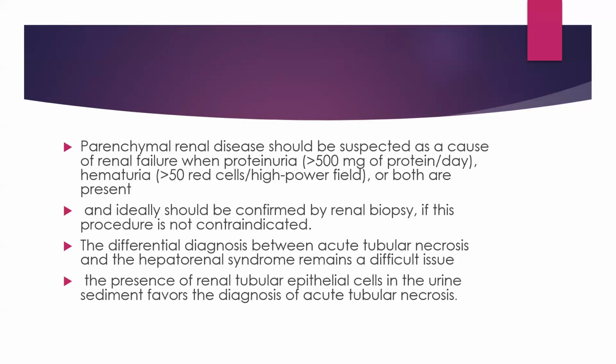Parenchymal renal disease should be suspected as a cause of renal failure when proteinuria or hematuria or both are present. Proteinuria should be more than 500 mg protein per day. Hematuria should be more than 50 red cells per high power field. And it ideally should be confirmed by renal biopsy if this procedure is not contraindicated. The differential diagnosis between acute tubular necrosis and hepatorenal syndrome remains a difficult issue. The presence of renal tubular epithelial cells and urinary sodium favors the diagnosis of acute tubular necrosis.